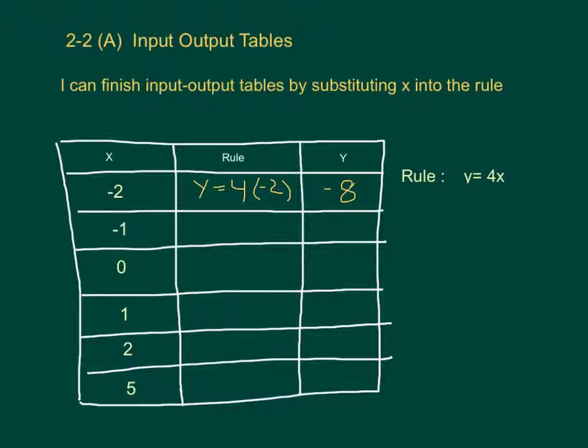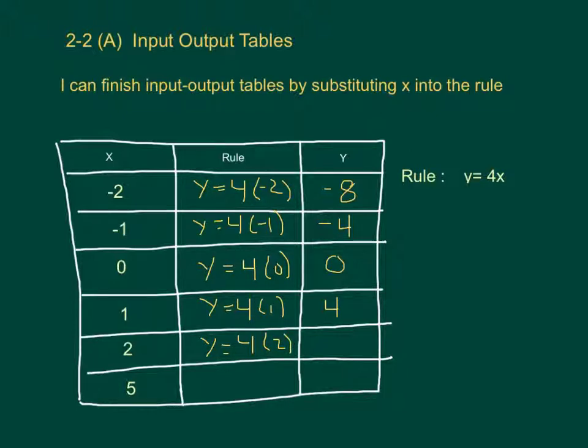And that's the process that I'm going to do for every single one of these values for x. So for -1, y equals 4 times -1, which is just -4. If I plug in 0, y equals 4 times 0, that's just 0. If I plug in 1, y equals 4 times 1, which is 4. Y equals 4 times 2, which is 8. And lastly, y equals 4 times 5, which is 20. So I have now figured out all of my values for y in this input-output table.